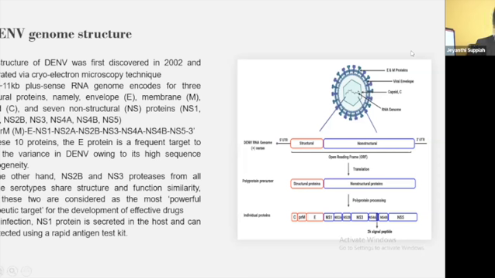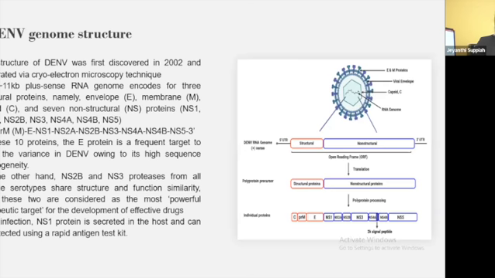Here we have a brief introduction on the dengue genome structure. The structure of dengue virus was first discovered in 2002 and elaborated via cryo-electron microscopy technique. They found an 11 kb positive sense RNA genome that codes for 3 structural proteins, namely the envelope, membrane, and capsid, and additionally 7 non-structural proteins, which are NS1, NS2A, 2B, 3, 4A, 4B, and NS5. They are coded in this direction.